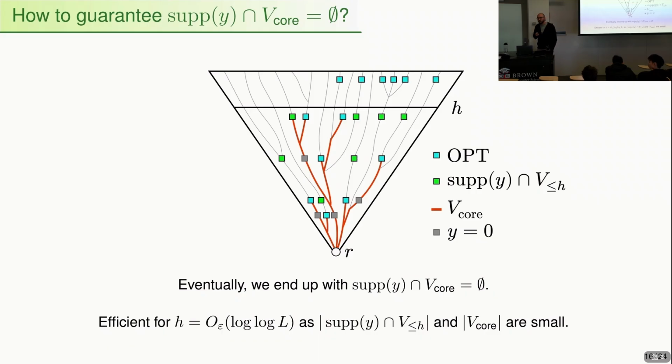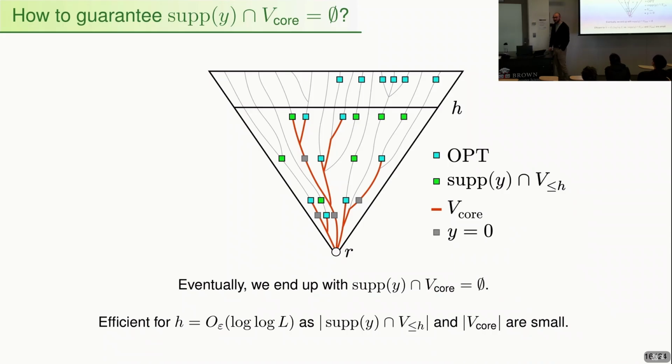Maybe I just missed the definition, but it seemed like deciding whether or not a vertex is in the core requires knowing the optimal solution. So when you're updating, what are you actually doing? We enumerate. It's very naive. We just enumerate all possible subsets.